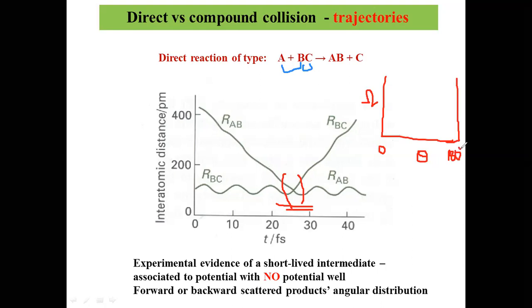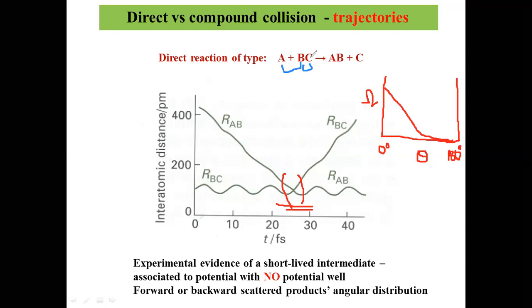I don't have a space here. So this is 180 degree. This is 0 degree. So you can get forward scatter, right? Something is going to come like this. It's not that steep, but it's going to be something like that. Or you can get the backward scatter, 180 degree.